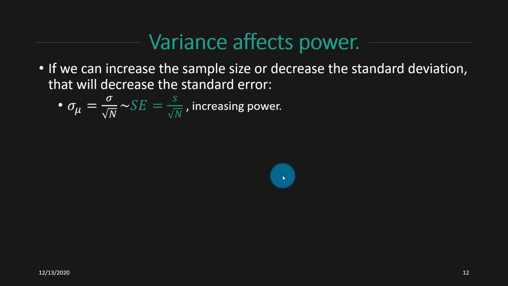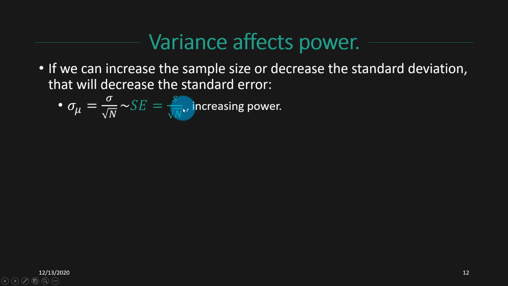Similarly, the variance in our data affects power, and because this is based on the sampling distribution of means, we have two different methods for altering this variance. Remember that for the sampling distribution, it's really the standard error, not just the standard deviation, that we're interested in, and two things contribute to the standard error. One is the standard deviation, or the variability of the data. The other is the sample size, the square root of n here.